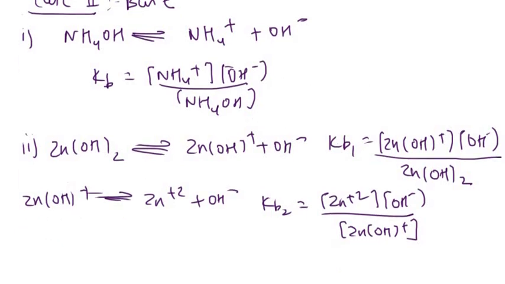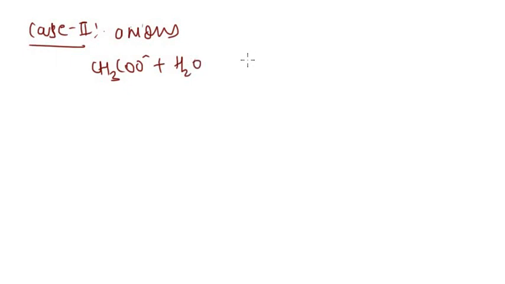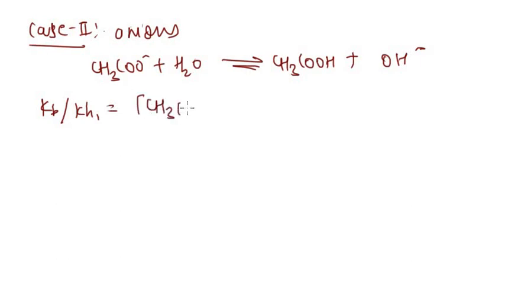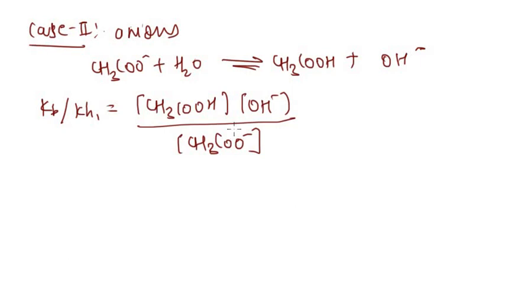So again, these are ions, and anions also give the Kb and Ka terms. Case 2 we are using for anions. In case of an anion like the acetate ion CH3COO negative, when it reacts with water it will form CH3COOH plus OH negative. So Kb, or let's say KH, we could write as acetic acid CH3COOH times OH negative divided by CH3COO negative. It is KH, not KH1, it is KH only, because it has only one negative charge.